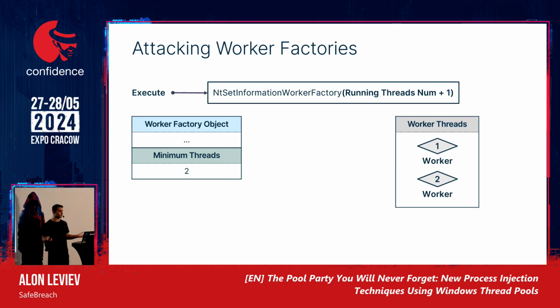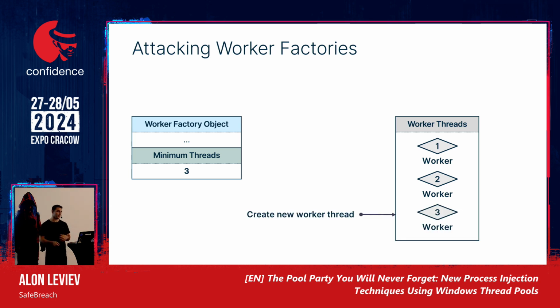And why is it useful? So consider that we have a worker factory object with 2 worker threads currently running. You can also see that the minimum threads number in the object illustration is 2. If we set the minimum worker threads number to be the current running threads number plus 1, so in this case, if we set it to 3 instead of 2, it will result in a new worker thread being created, meaning that the start routine will get executed.